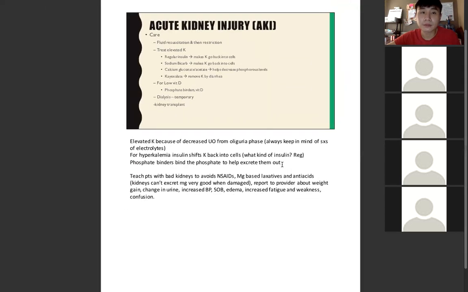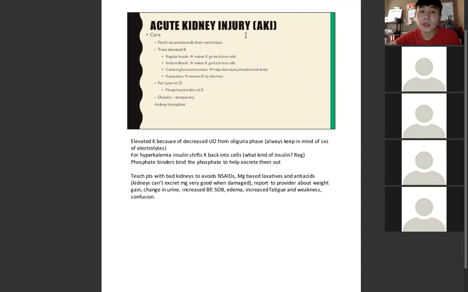All right. Next, acute kidney injury care. This is just a repeat of the slide that I made. Fluid resuscitation and then restriction, and treat elevated potassium. So the same material. For low vitamin D, we can give a phosphate binder and vitamin D.